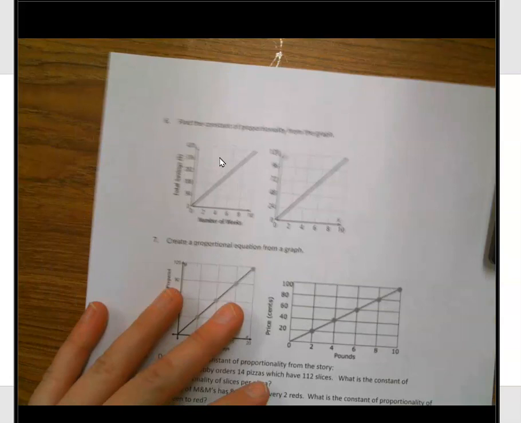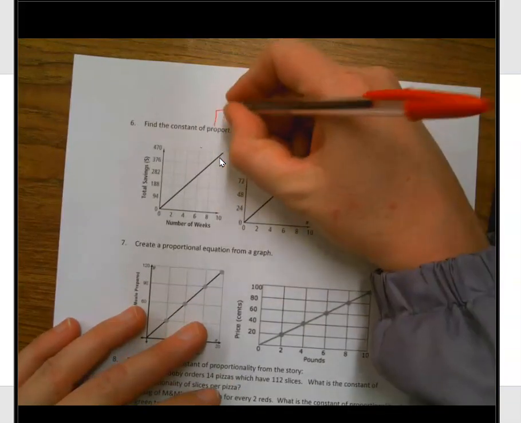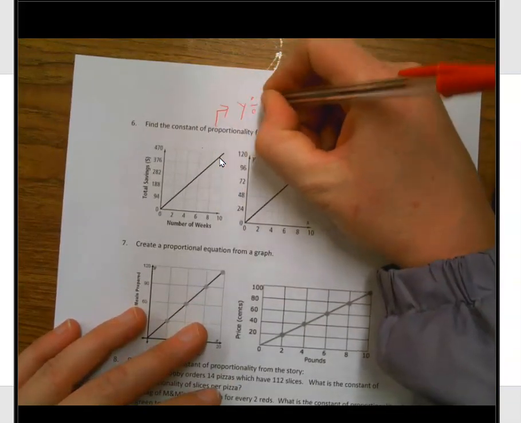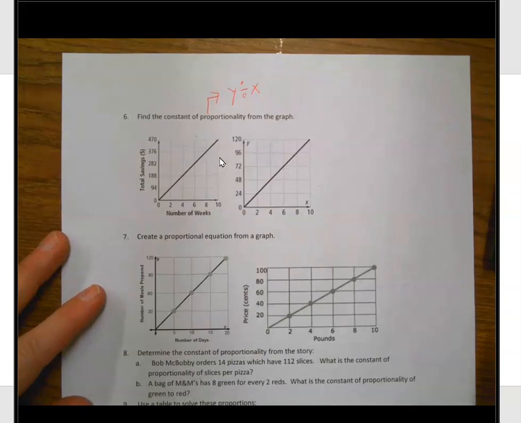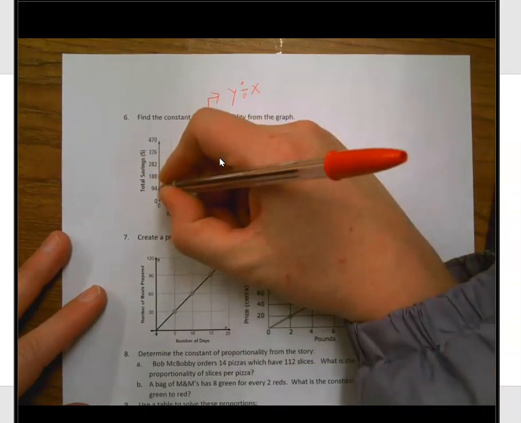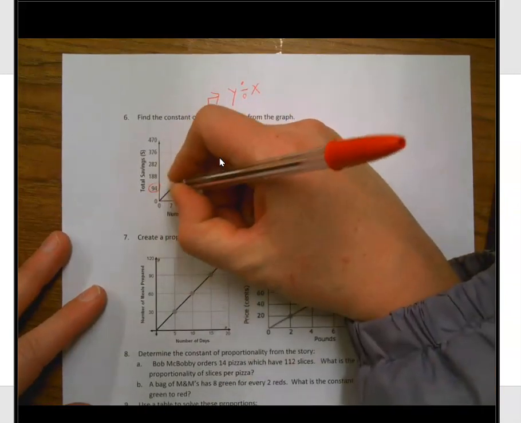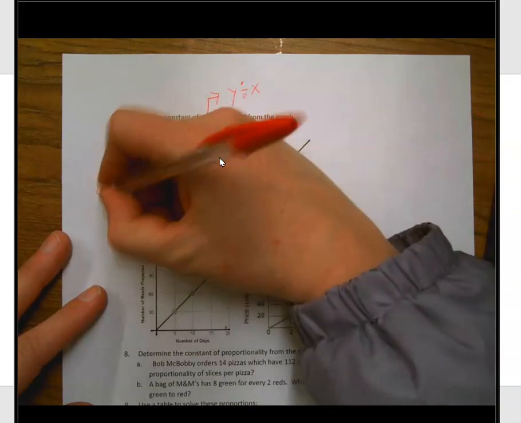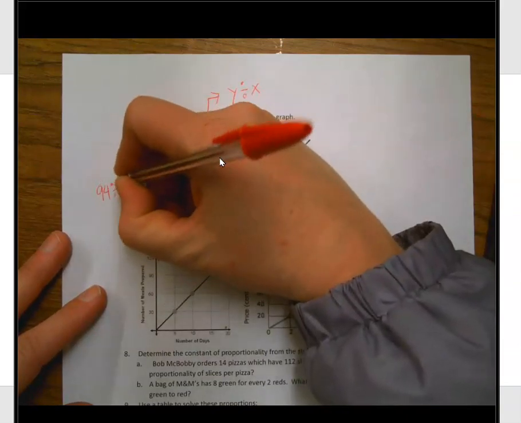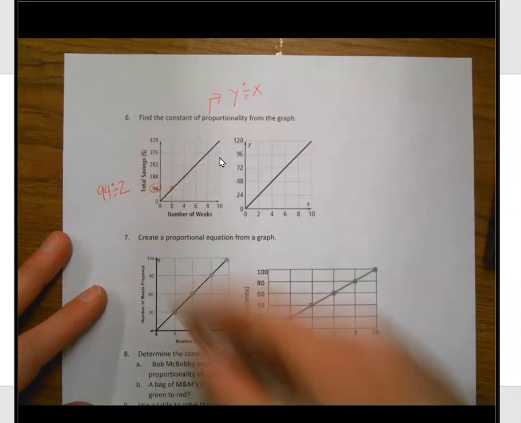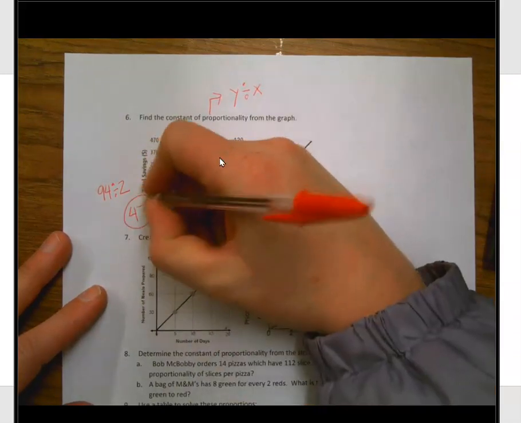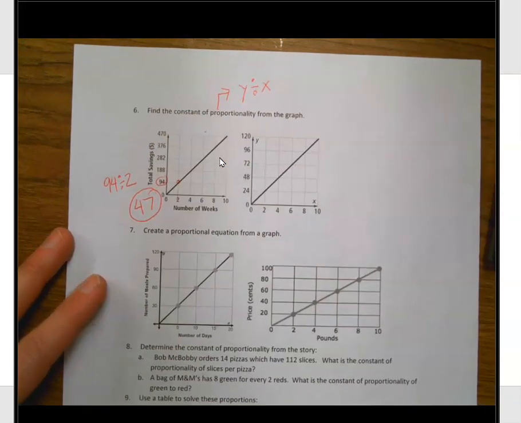Constant of proportionality here, constant of proportionality is y divided by x. Can you hear yourself saying y divided by x in your sleep? I hope so, because I need you to know that tomorrow and long term. Constant of proportionality, rate, y divided by x. So we've got 94 divided by 2, which is 47. Constant of proportionality is 47.